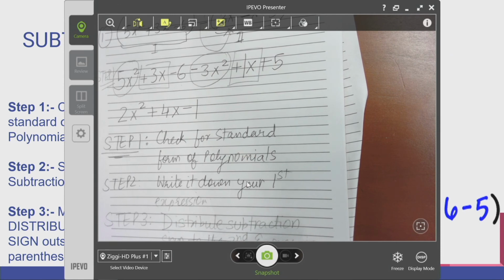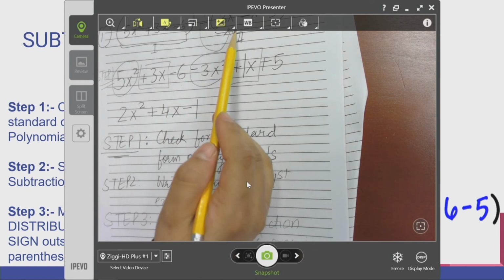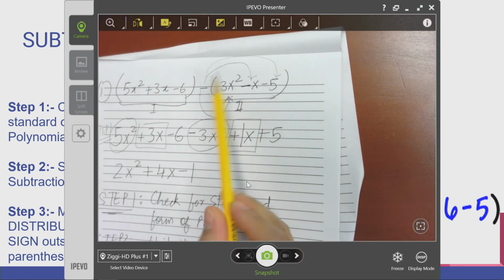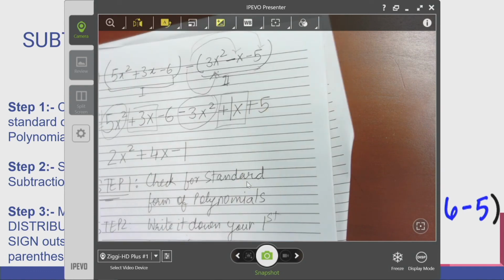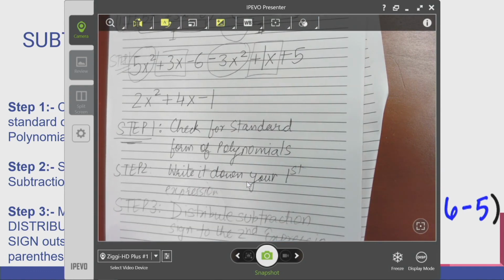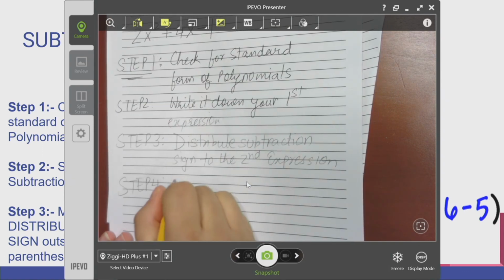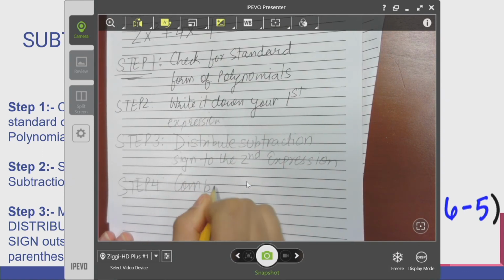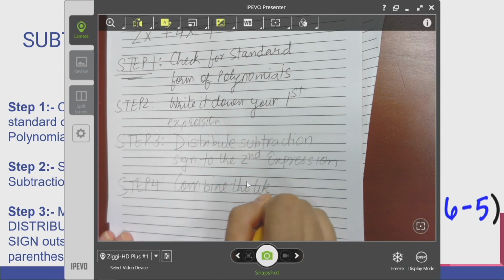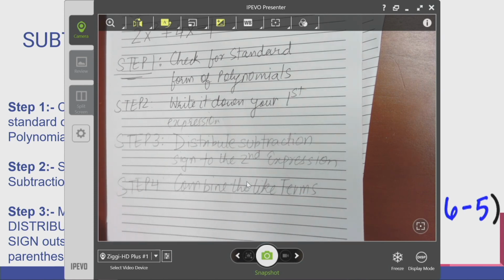Make sure in subtraction, to change subtraction of polynomials to addition, you have to distribute your negative sign to your second expression. And the last step is step 4, combine the like terms. So these are the steps which you can write down.